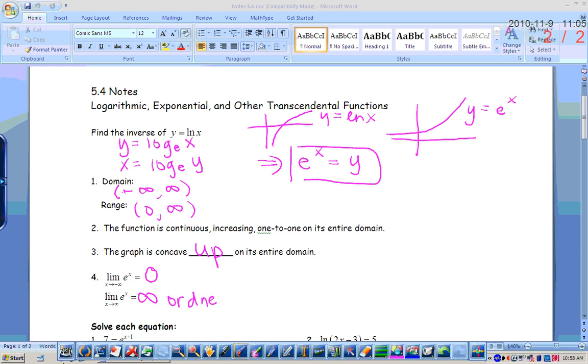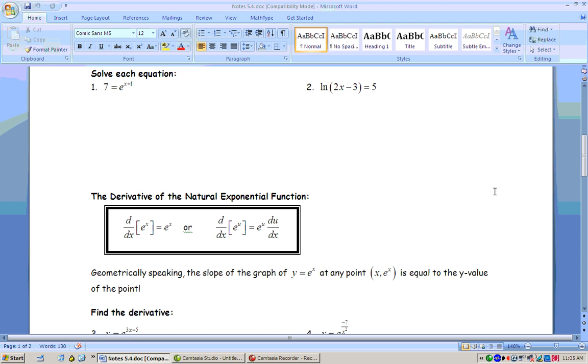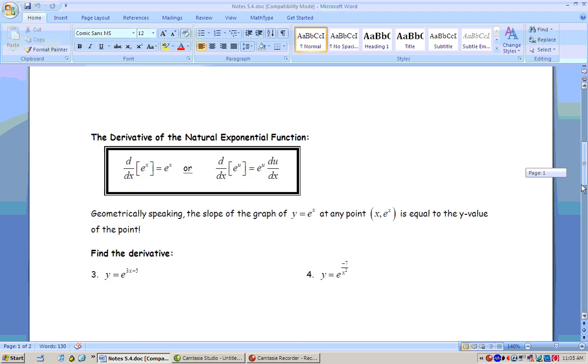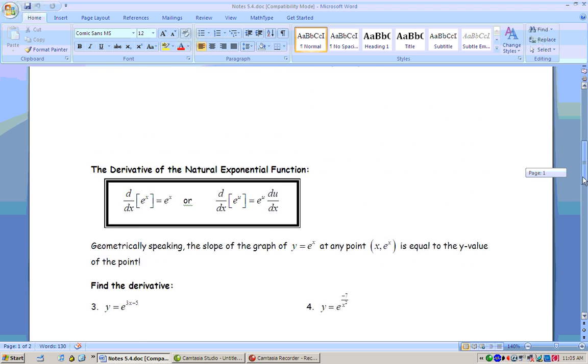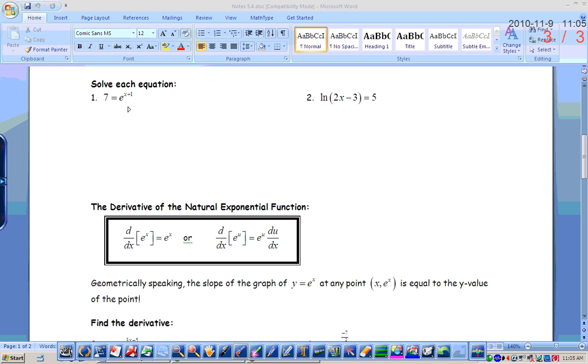All right, let's just do a quick review on solving equations using natural log and e to the x. If we have the equation 7 equals e to the x plus 1, if you start with an exponential equation, you can take the natural log of both sides. It'll help you solve for it. So take the natural log of both sides.